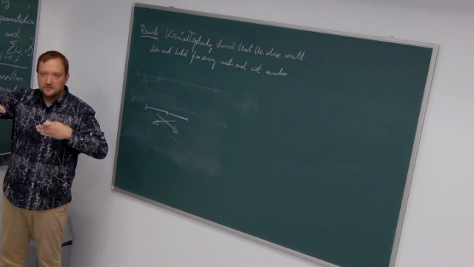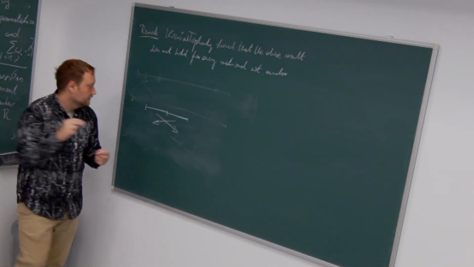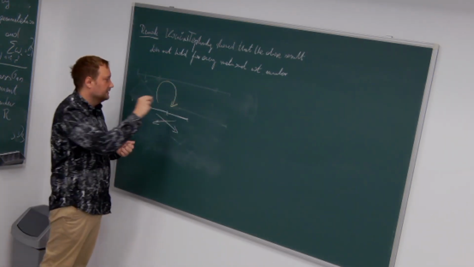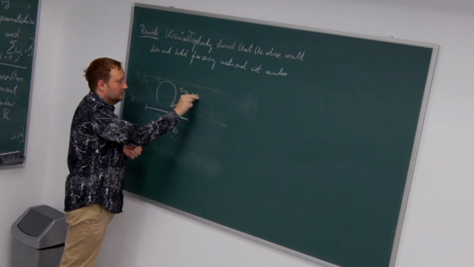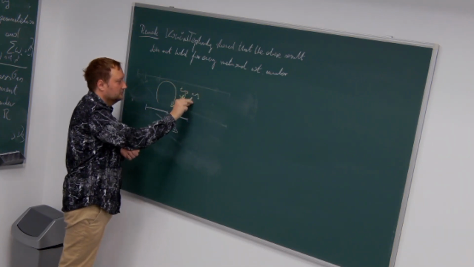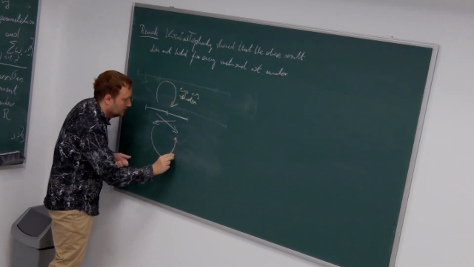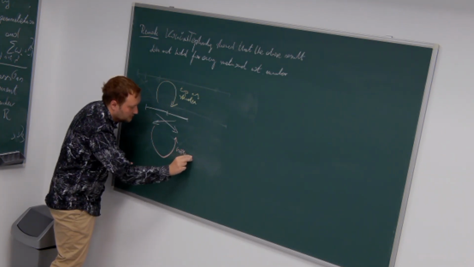And both of those processes I'm going to denote with different arrows. So let's say that the green arrow means that the top is shorter, and the red arrow will mean that the bottom is shorter.